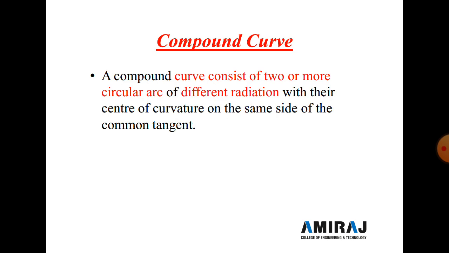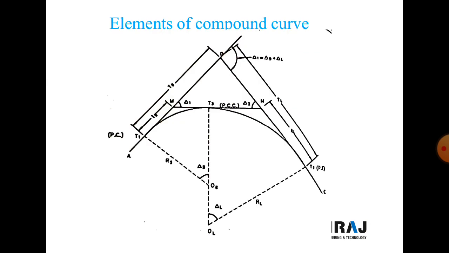Now the next topic we start is the compound curve. What is a compound curve? A compound curve consists of two or more circular arcs of different radii with their centers of curvature on the same side of the common tangent. So it is called a compound curve. Here radii R1 and R2 are given, and R3 and R4 are given. Two curves of different radii are joined to prepare a simple circular curve. So it is called a compound curve.